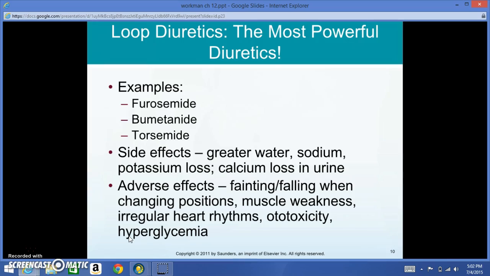Adverse effects: fainting, falling when changing positions, because again, it increases the problem with orthostatic hypotension because it decreases the readily available cardiovascular fluid volume. And really important to note, it causes ototoxicity. That's really, really important to remember because that leads to hearing loss. Also muscle weakness, irregular heart rhythms, and hyperglycemia as well.